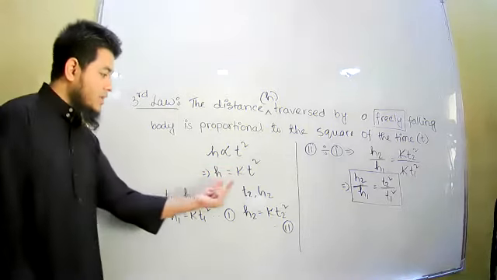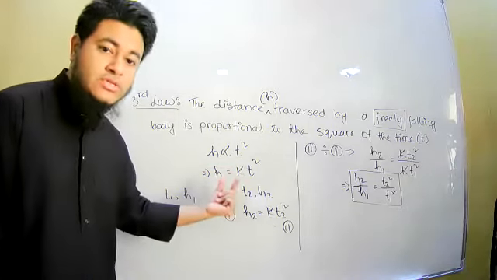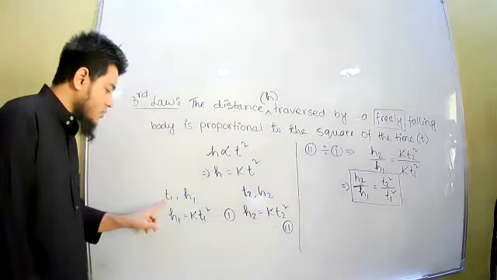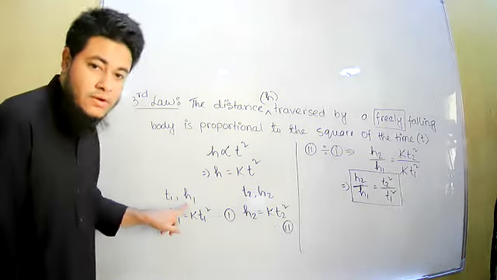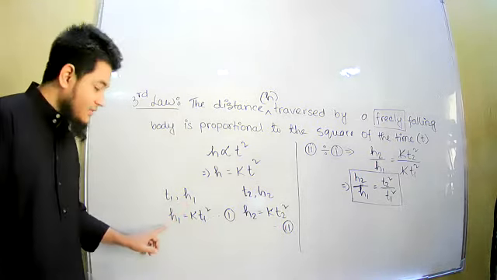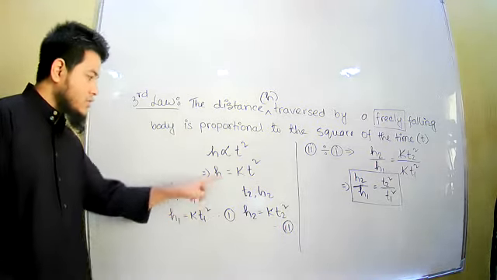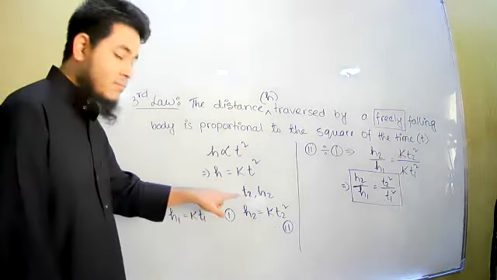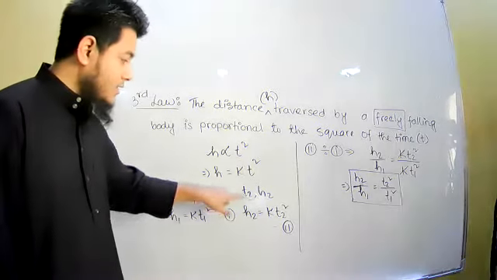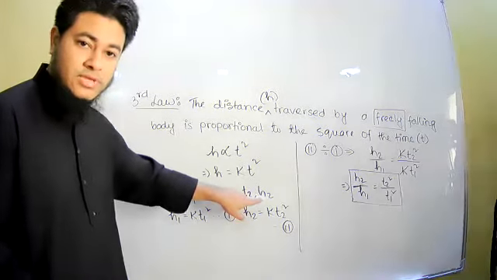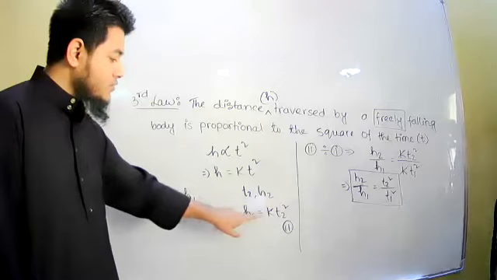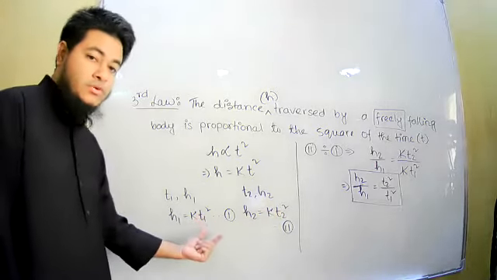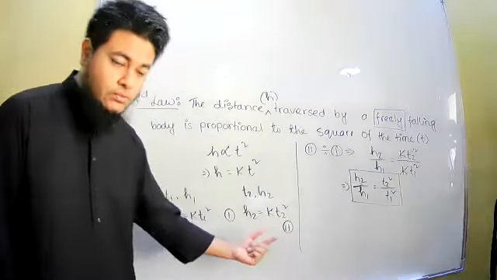Now we can apply this equation for different conditions. Let us say when the time was t1, the distance covered was h1. So I can write h1 is equal to k t1 square according to this equation. Then again, if the time has become t2 now and the distance covered has become h2, then I can write h2 is equal to k t2 square. I have considered the first one to be equation 1 and the second one equation 2.